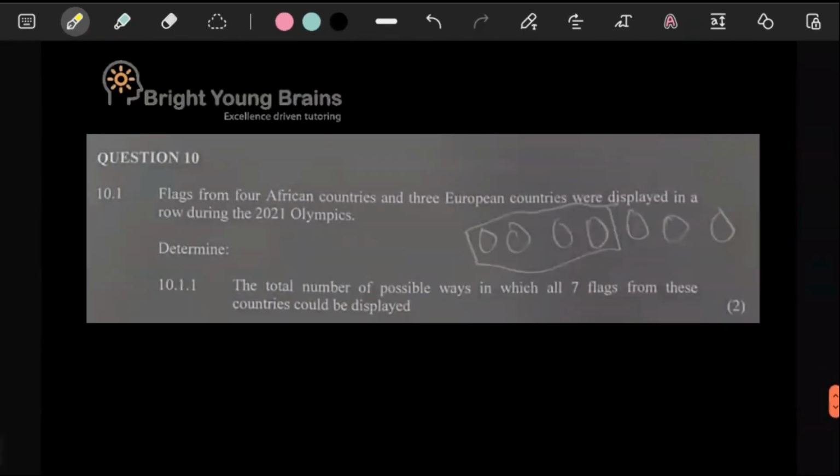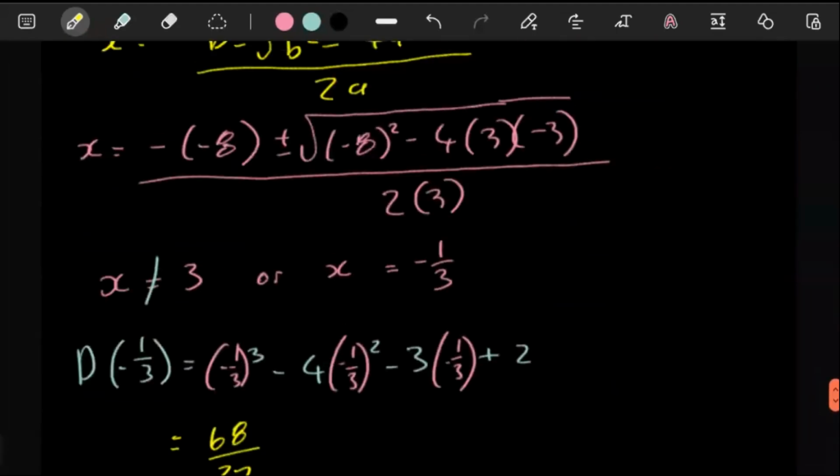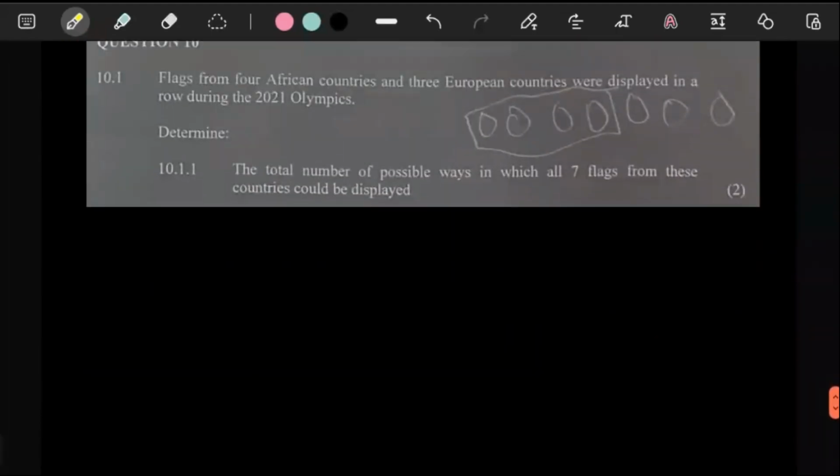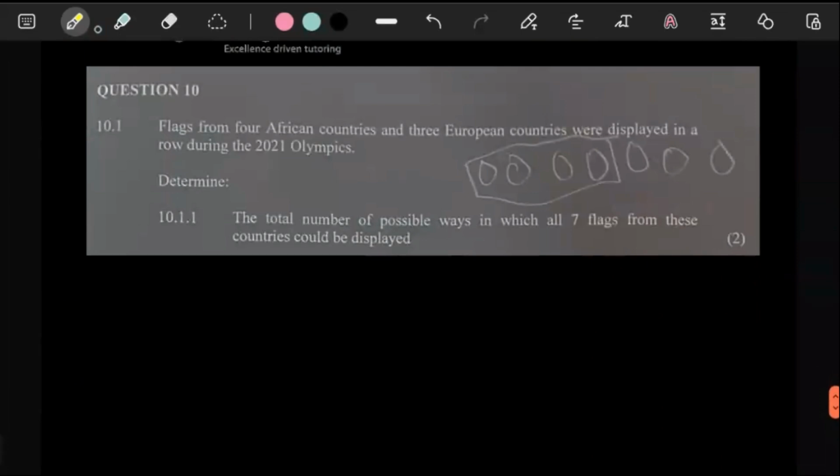Question 10. Wow. Look at us. We have made it to the finish line. Let me see if this is the last question. Is there question 11? No, there isn't. Okay, this paper even feels like it was short, but let's see.